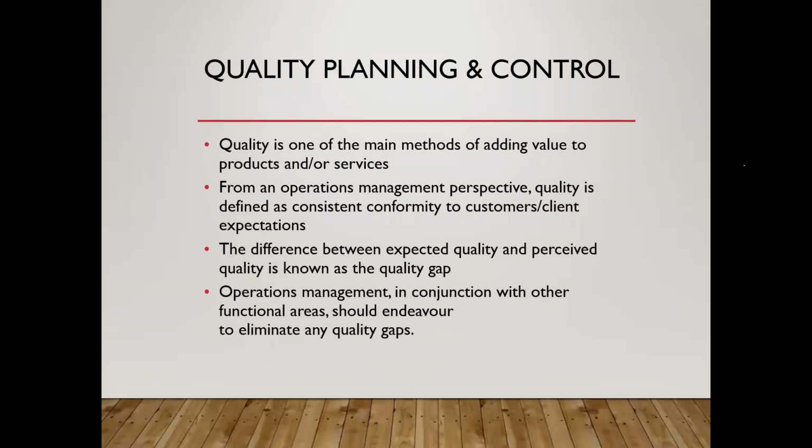Then in operations management, in addition to planning and control, we need to ensure quality. Some people have argued that quality differs. What quality means to me might differ from what quality means to another person. But in the manufacturing process, quality is one of the main methods of adding value to products and even in services. So from an operations management perspective, quality is defined as consistent conformity to customers' or clients' expectations.